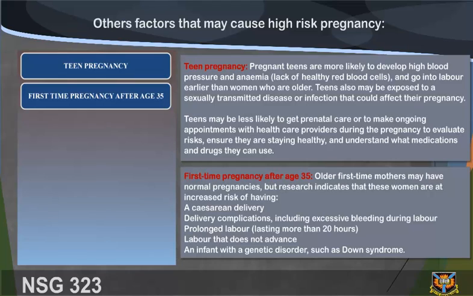Other factors that may cause high-risk pregnancy: teen pregnancy, first-time pregnancy after age 35.